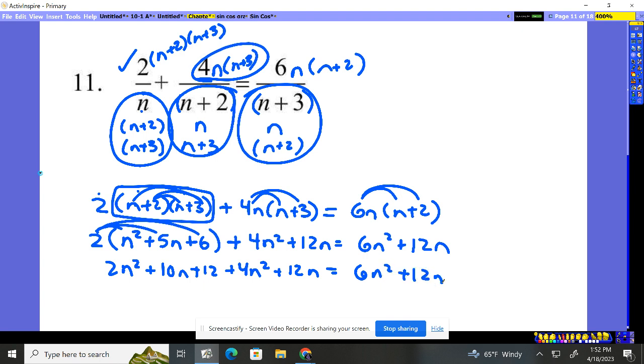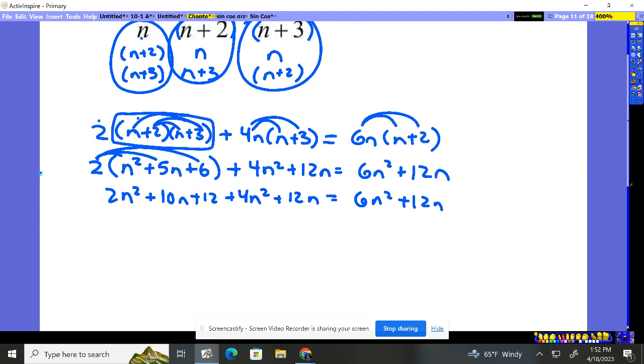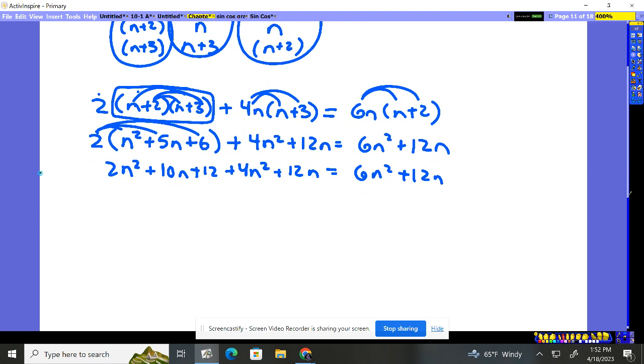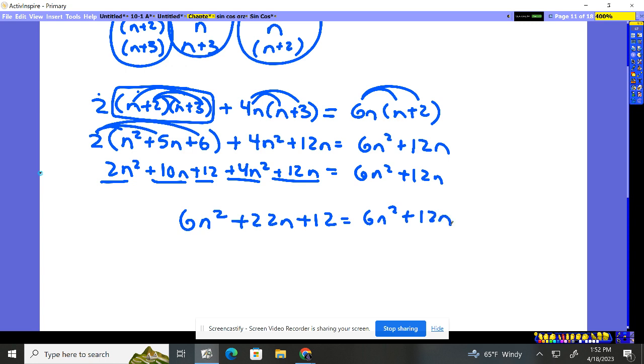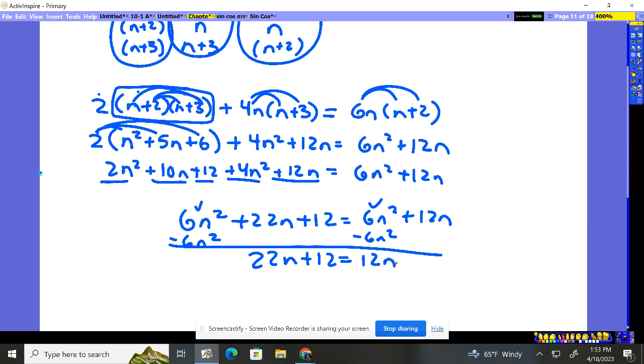Yes, I get tired of writing 2, but it's only a few extra seconds. 2n squared plus 4n squared, 6n squared. 10n plus 12n, 22n. And then just the number 12 equals 6n squared plus 12n. Now, notice you have a 6n squared on the left, a 6n squared on the right. So it's nice that when I subtract 6n squared from both sides, they go away. And you're left with 22n plus 12 equals 12n.